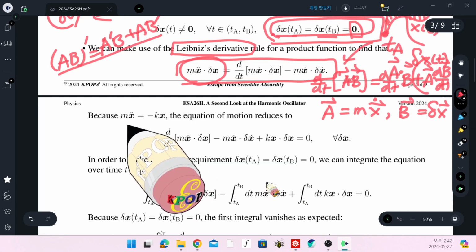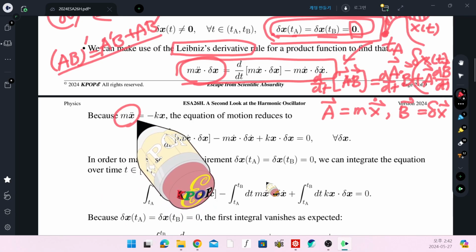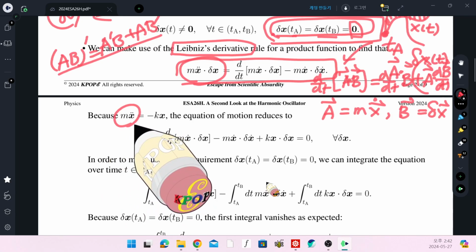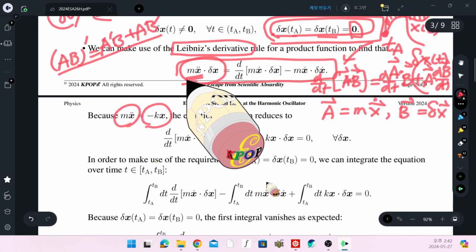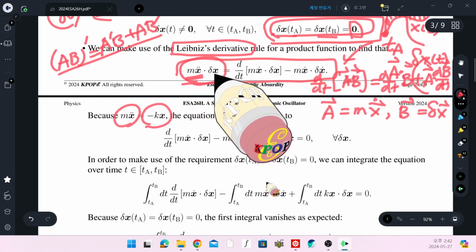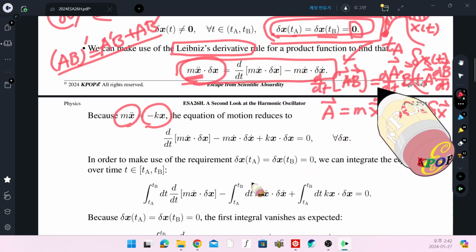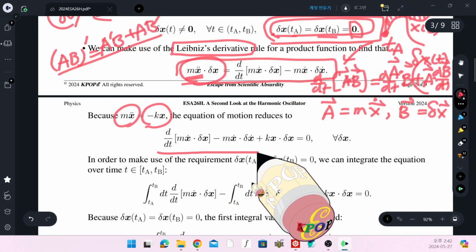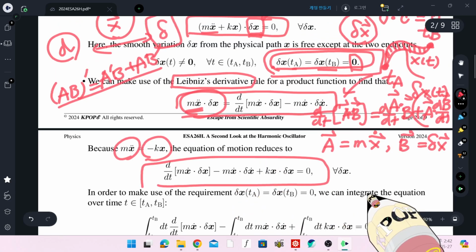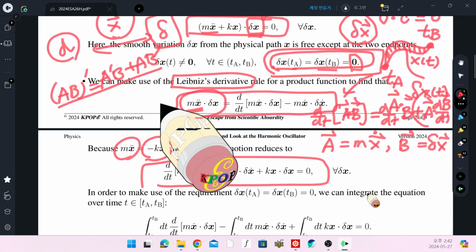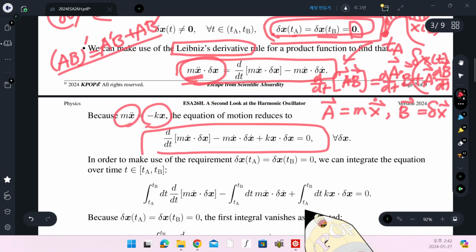Now we substitute the equation of motion for the harmonic oscillator. The force is mass times acceleration. That force is minus kx, so we substitute minus kx for m x double dot. Then, rearranging this identity, we arrive at the equation of motion. Where is the equation of motion? This is nothing but the identity, where we substitute minus kx for m x double dot.